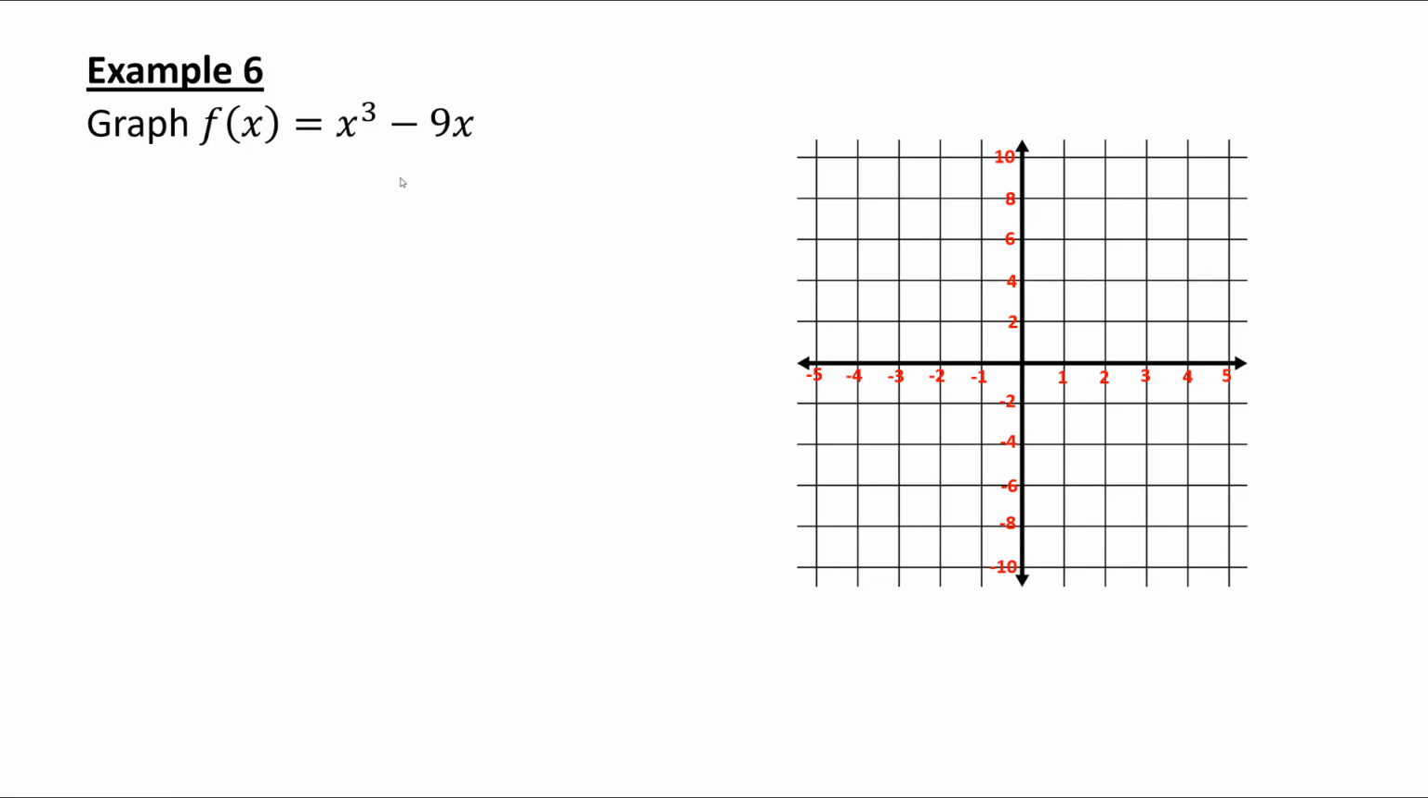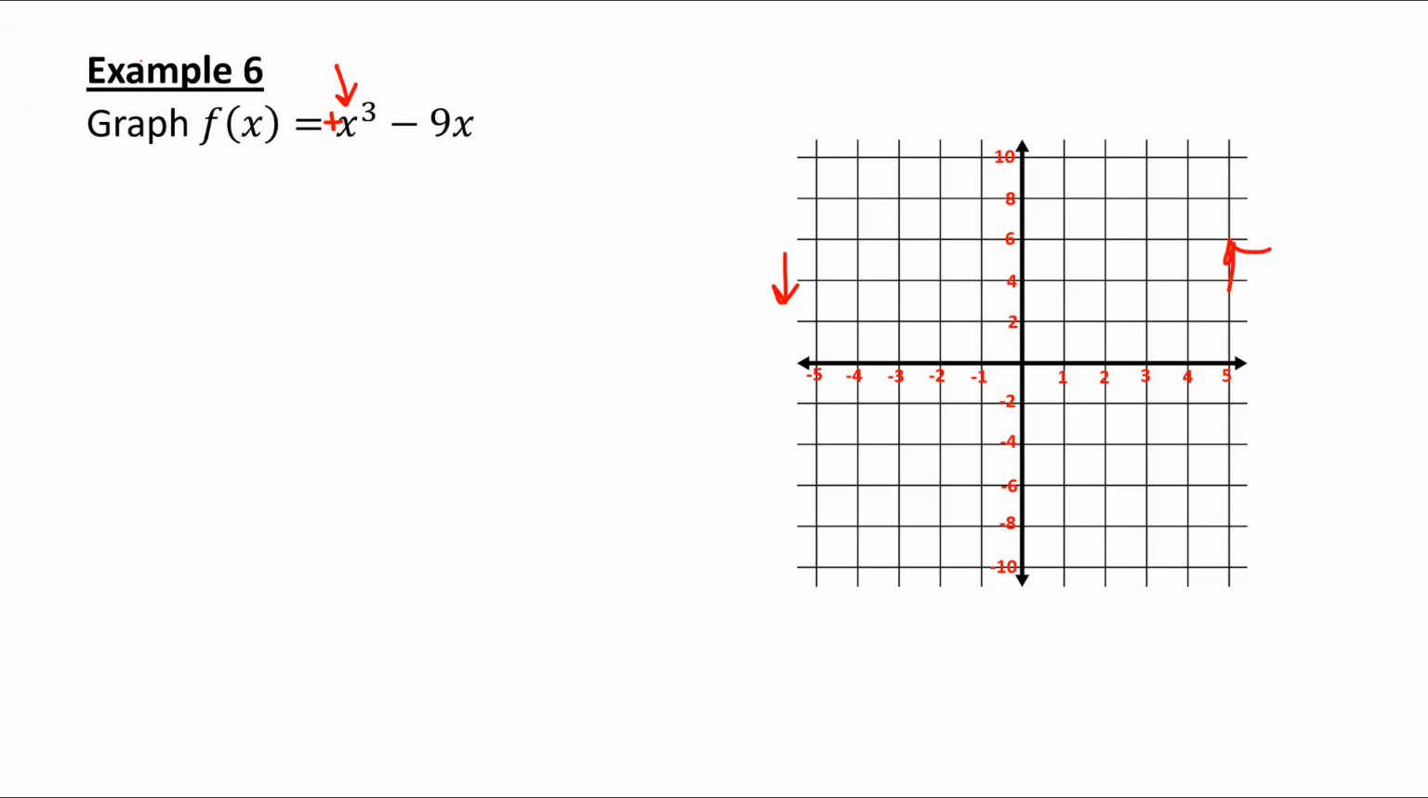So say we have this function right here. First thing we would want to do is look at the leading term. We can see that it's raised to an odd power, and it has a positive coefficient right there. And so you know that it's going to go up on one side and down on the other.